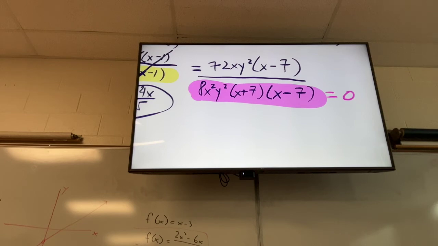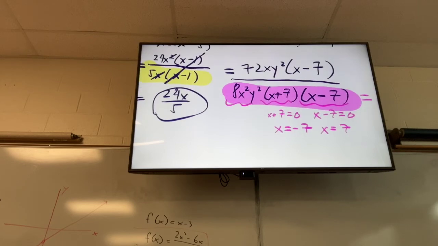What do I do? Yeah, set each factor equal to 0. So x minus 7 equals 0, that gives me x equals 7. X plus 7 equals 0, that gives me x equals negative 7.